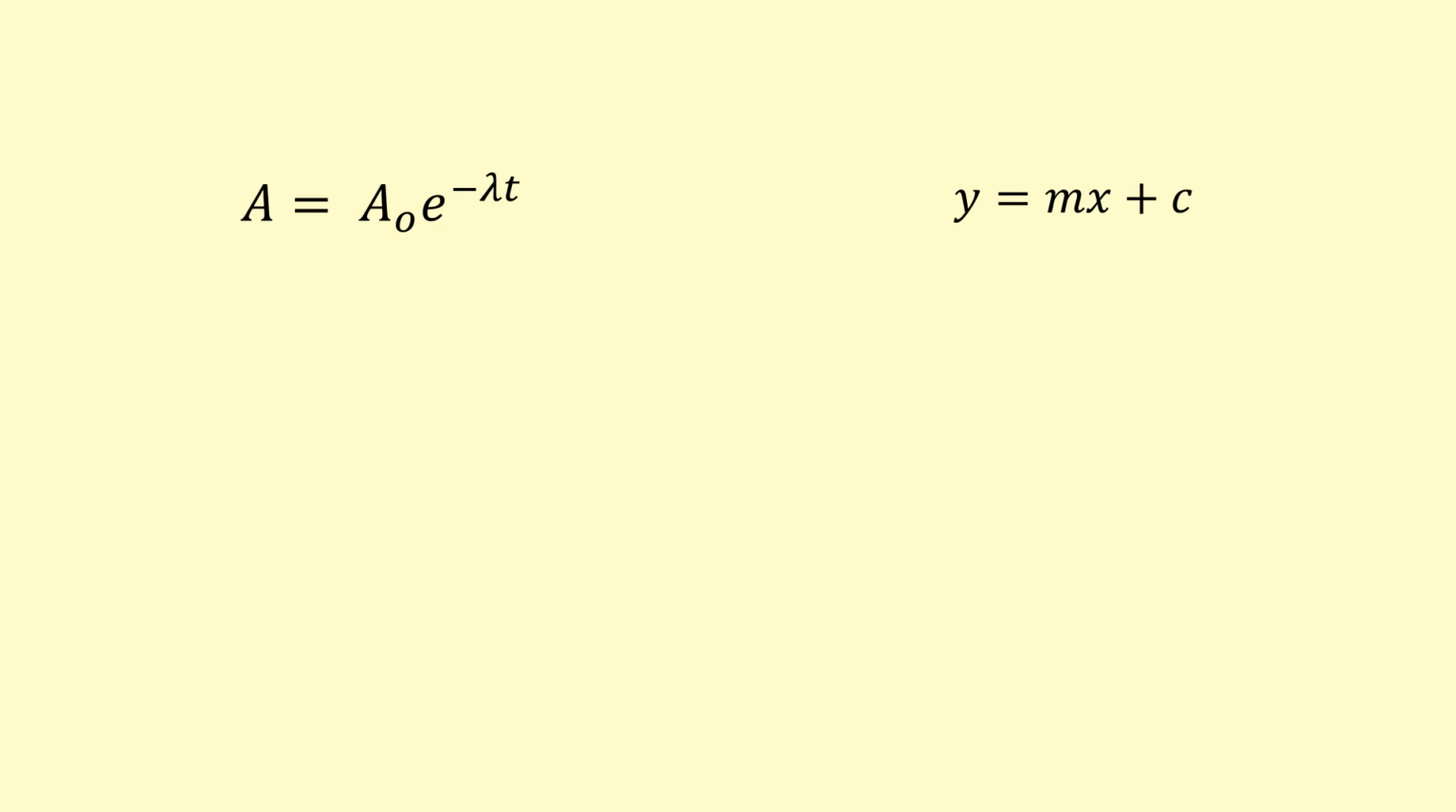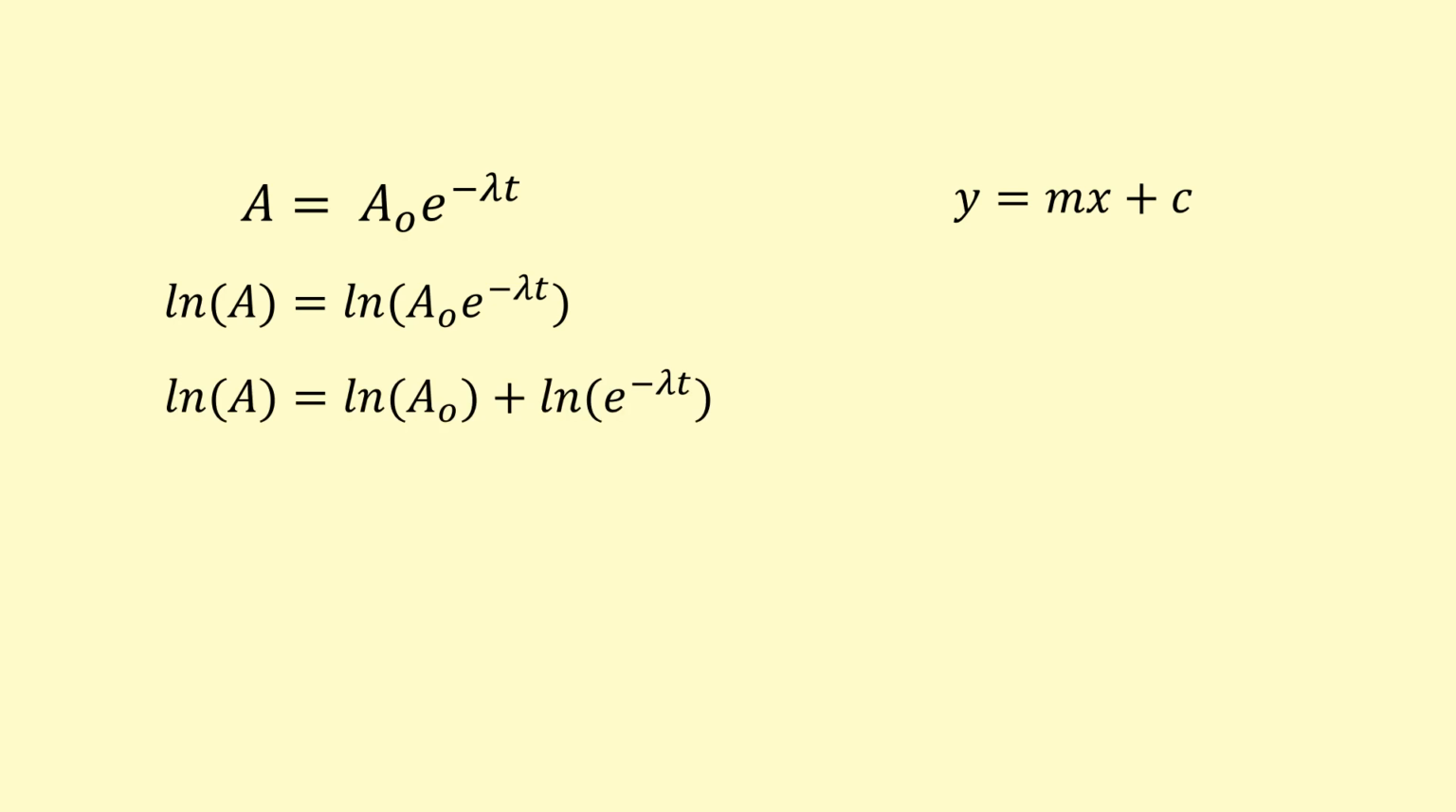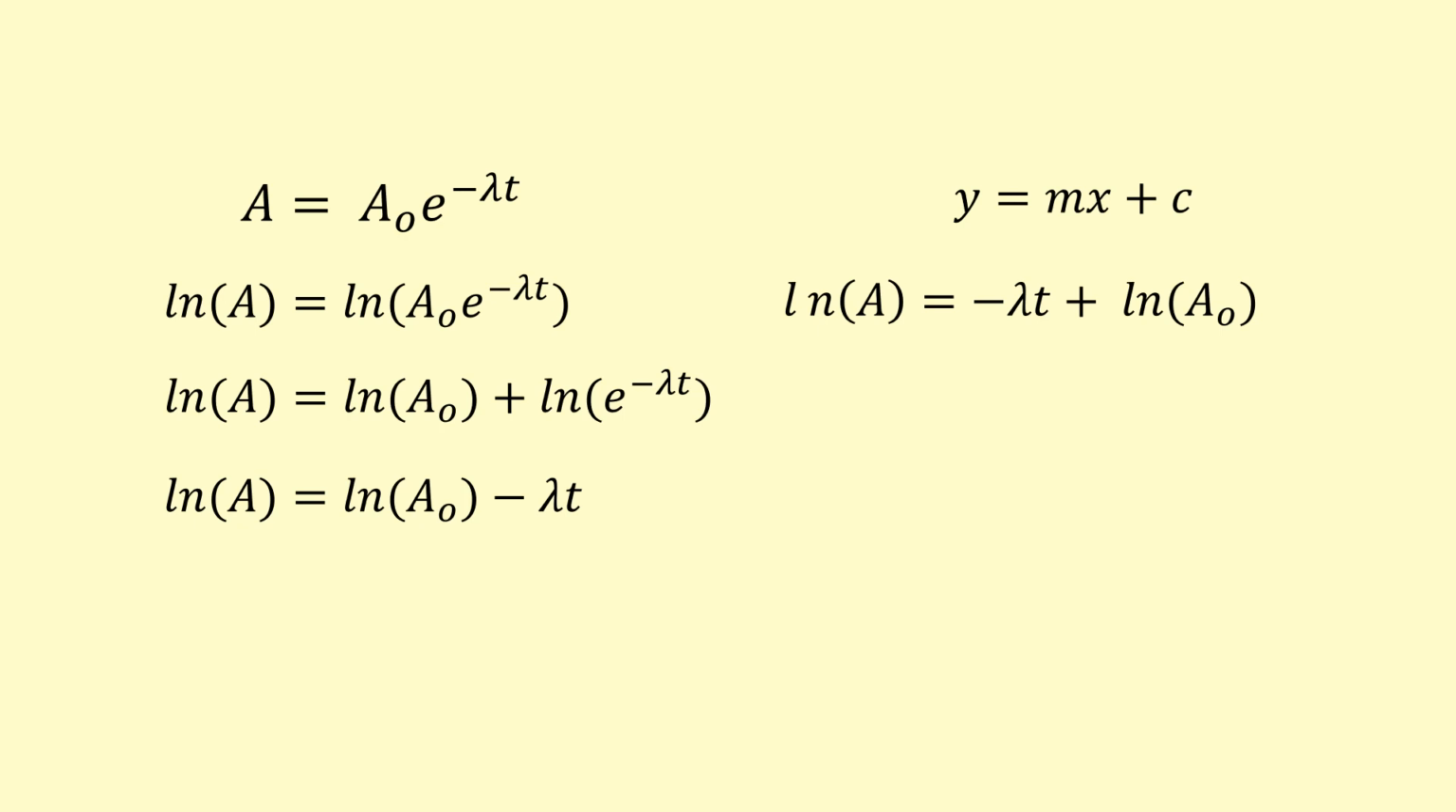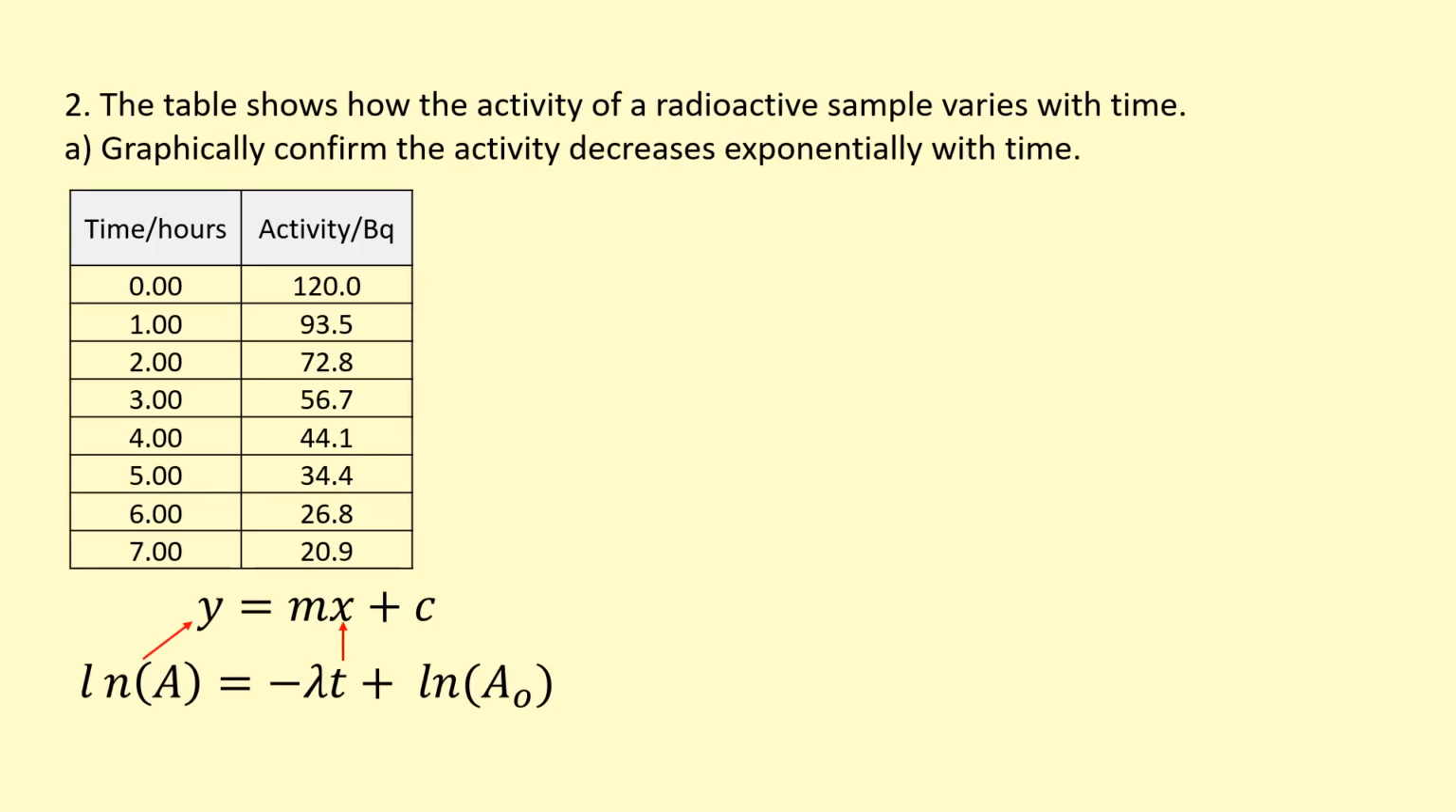The first thing to do is take natural logs on both sides. Then using your log rules, you can separate the terms inside the log on the right hand side. Using your log rules again, that simply becomes minus lambda t on the right. Then I'm going to rearrange this in a way that's easier to compare. If I plot ln A on my y-axis and t on my x-axis, then my gradient will be minus lambda, and my y-intercept will be ln A naught. So I now want to plot ln A against t.